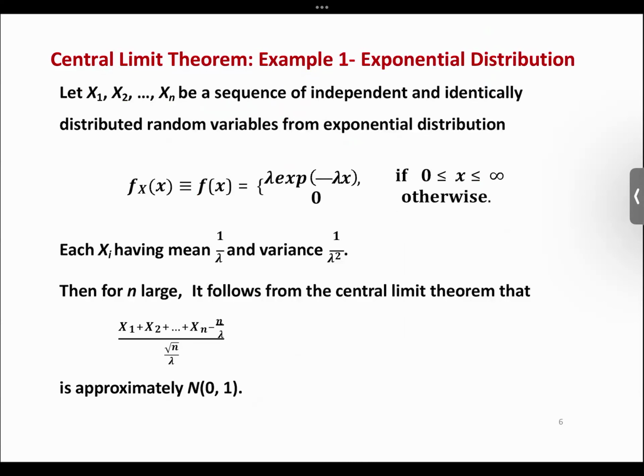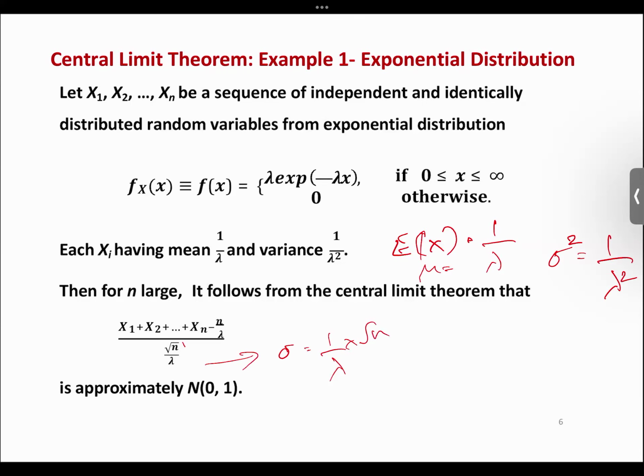These are just examples. We know that for the exponential distribution, f of x is equal to lambda e power minus lambda x between 0 to infinity. This has a mean, E of x, of 1 by lambda and a variance sigma square equal to 1 by lambda square. So you just need to apply this in this equation here. n mu becomes n by lambda because mu is equal to 1 by lambda, and sigma is equal to 1 by lambda, into root n. So you just apply these for any distribution you have.